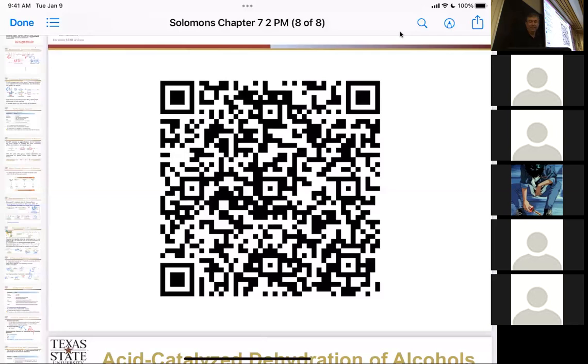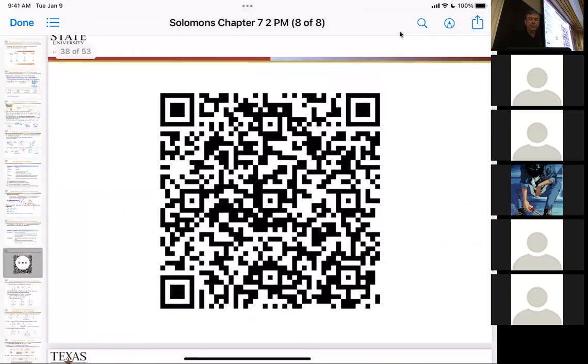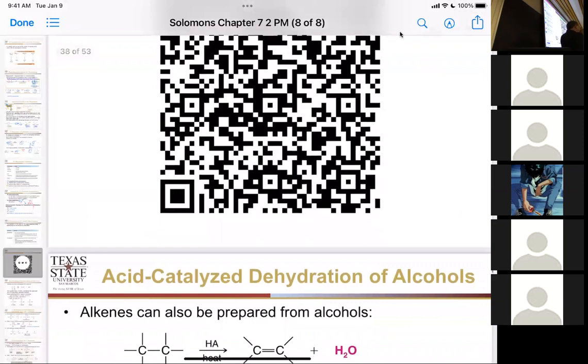All right, so now we're going to change gears. Everything we've done up to now has been dehydrohalogenation. We can remove one equivalent to make an alkene, and we can remove two equivalents to make an alkyne. But there's another way to do this, and we can do that with an alcohol, but it's going to use a completely different mechanism. So let's talk about that.